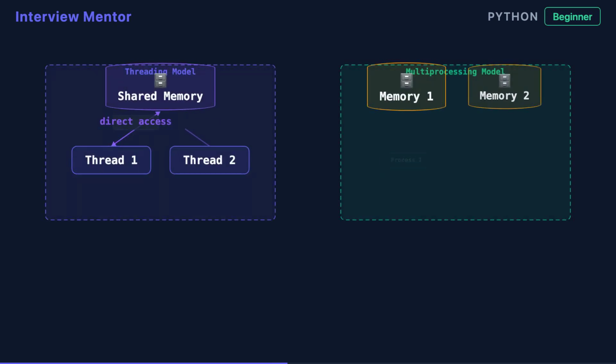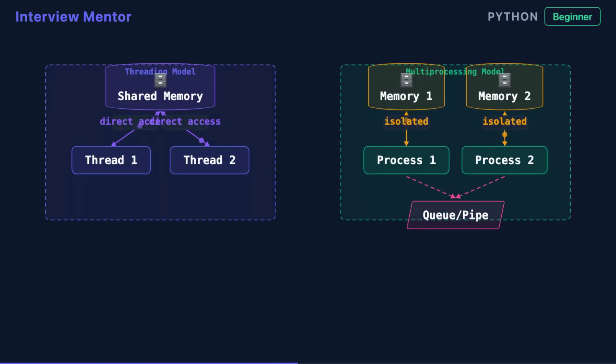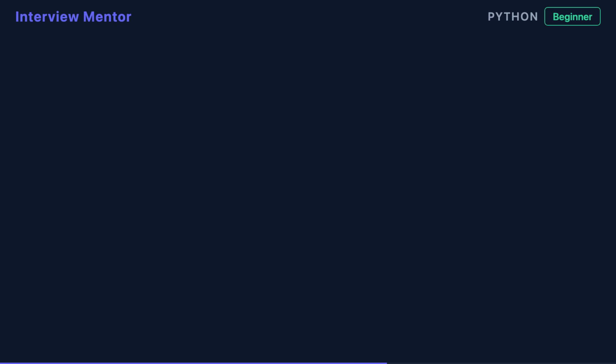The key difference is memory architecture. Threads share the same memory space, meaning they can access the same variables directly, but need careful synchronization to avoid race conditions. Multiprocessing gives each process its own isolated memory space, eliminating race conditions but requiring explicit communication through queues or pipes to share data between processes.